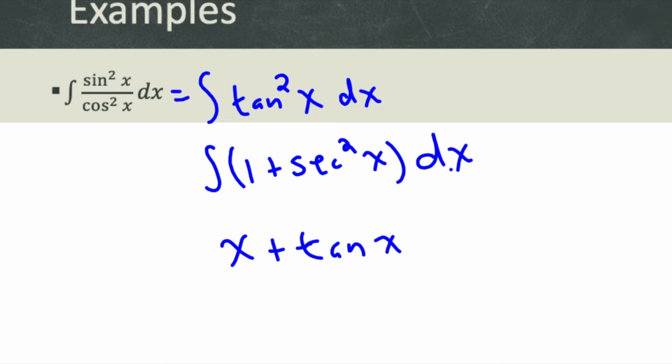x. Again, there are two separate functions there, x and secant squared x or tangent x, but we don't need two separate c's to represent a constant. We just put one c at the end.